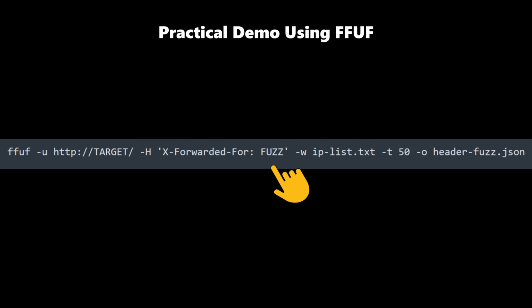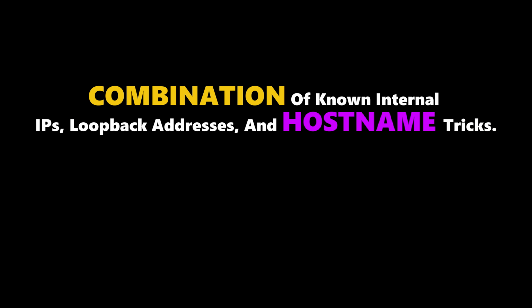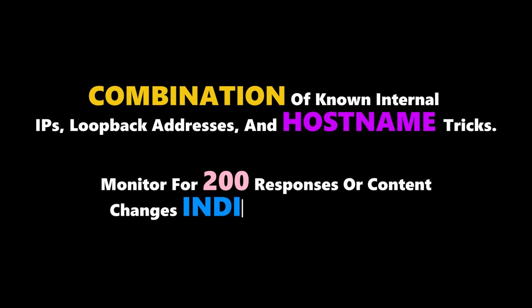FUZZ is the token ffuf substitutes for each payload. If the server trusts that header for access decisions, different values may produce different responses. -w is the word list file containing payloads. -t 50 is concurrency. ffuf will send up to 50 requests in parallel. -o writes results to headerfuzz.json in ffuf output format. Pro tips: use a combination of known internal IPs, loopback addresses, and hostname tricks. Monitor for 200 responses or content changes indicating a bypass.